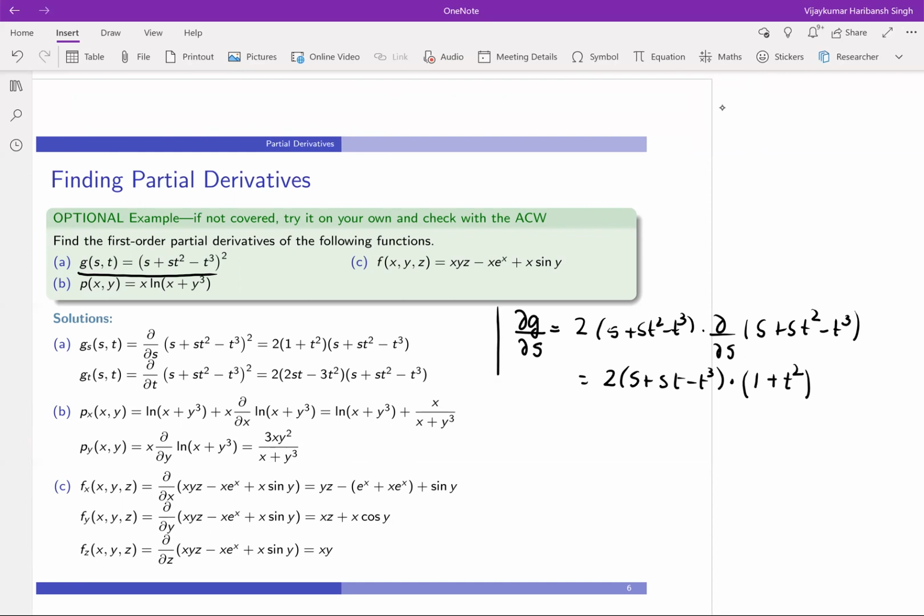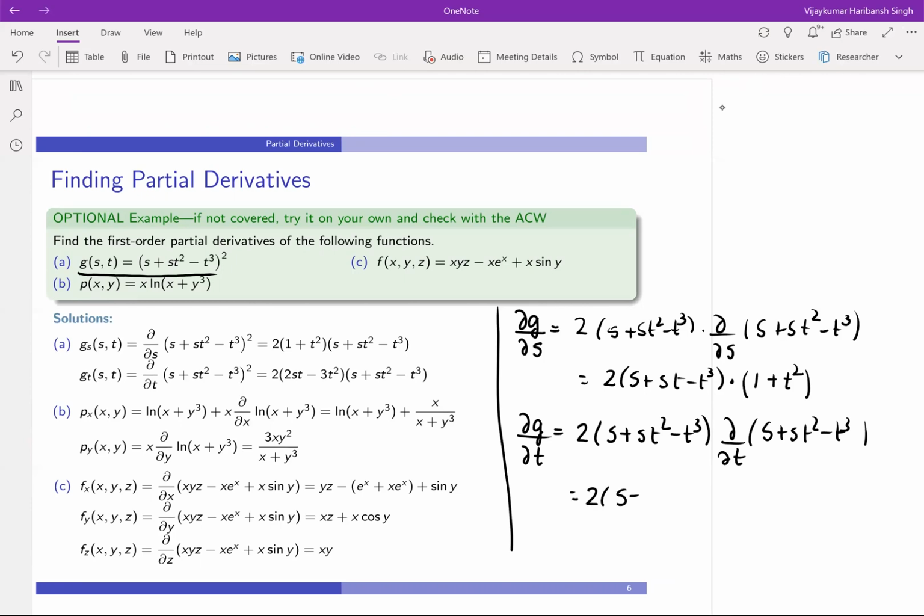Let's compute similarly the partial derivative with respect to t. So we get this guy here. Again, the same thing. You have to use the chain rule. So 2 times (s plus st square minus t cube) times the partial derivative of s plus st square minus t cube. So we get 2s plus st square minus t cube.